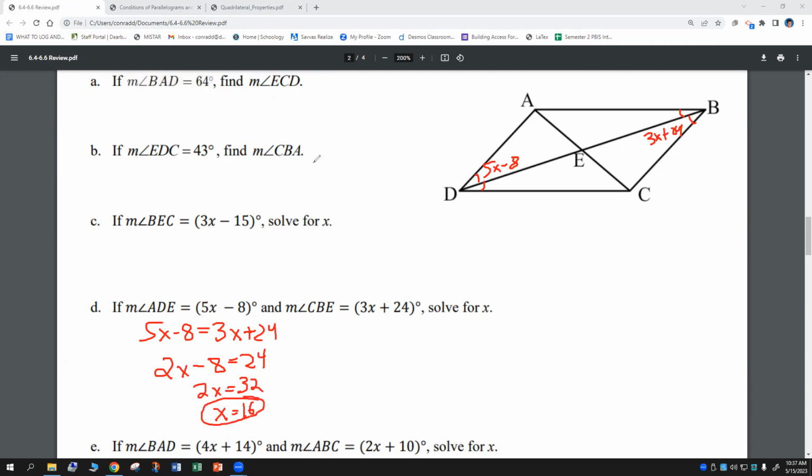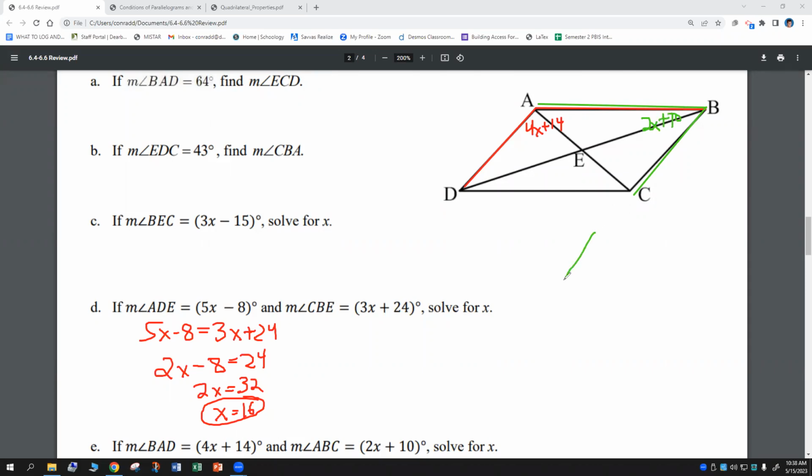All right, the last one down here. Let's look. Okay. So angle BAD, again, that's the big one here. And then angle, well, let me fill it in. So BAD is 4x plus 14. Okay, and then angle ABC, which is this angle right here. It's going to be 2x plus 10.